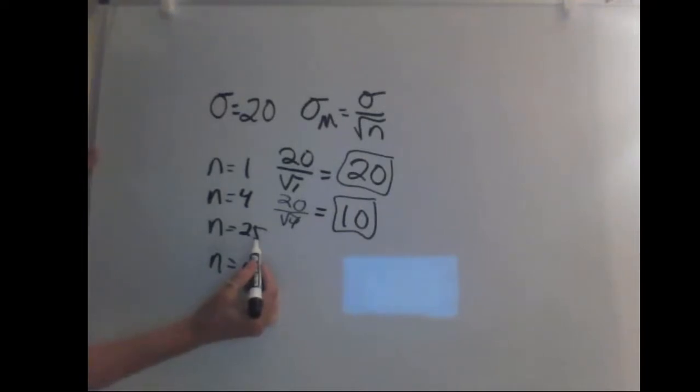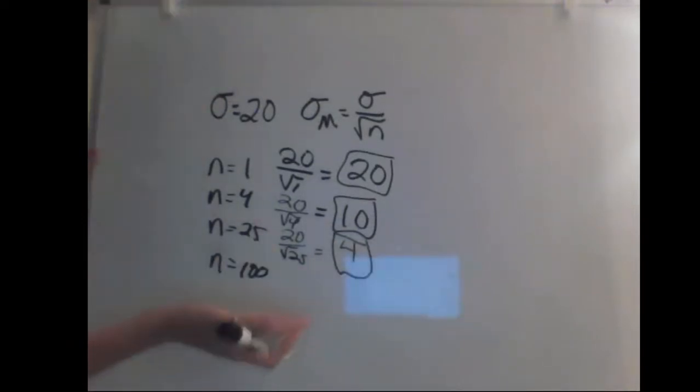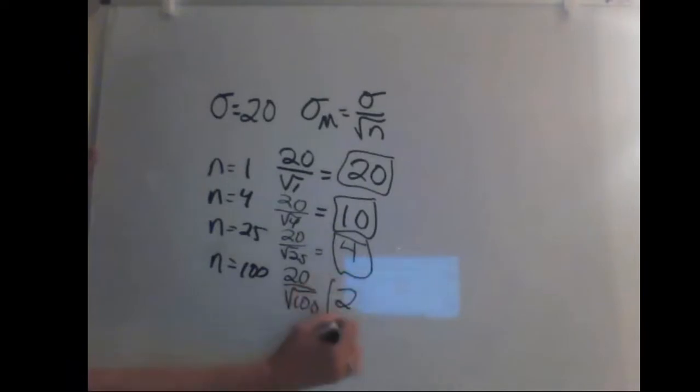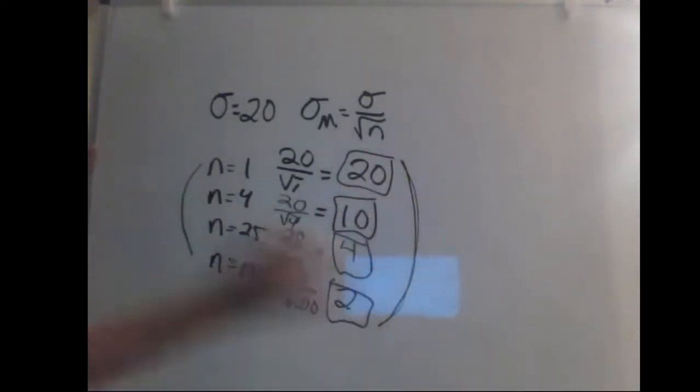The third scenario is an n of 25. So I'm going to take the standard deviation of 20 divided by the square root of 25, which is 5. So 5 goes into 20 4 times. Now our standard error has gone down to 4. And finally, we have an n of 100. So I start with the standard deviation at the top, divide it by the square root of 100, which is 10. 10 goes into 20 2 times. Wow, are you seeing a pattern here? As the sample size increases, the standard error is doing what?